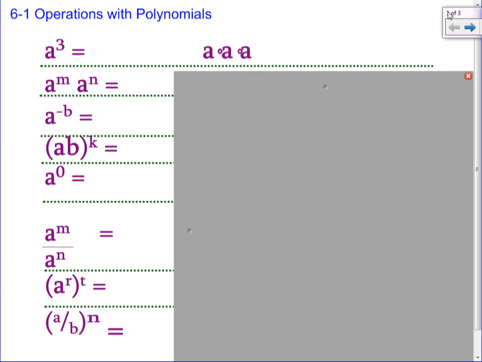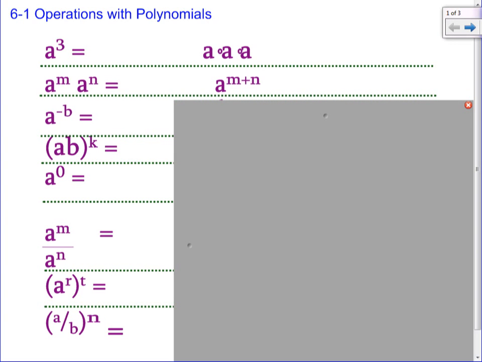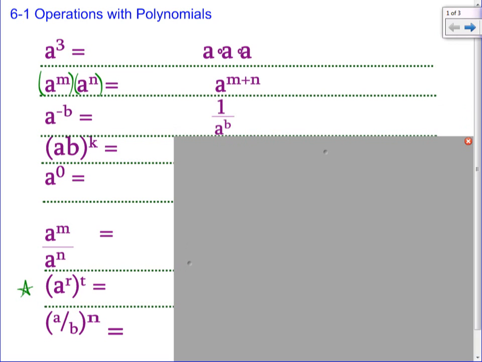So when you have a power, it just means you're multiplying that item that many times together. If we are multiplying two items like this, we end up adding the exponents. If you jump down to this one, we don't add here. This is where we would multiply the two numbers in the exponents, okay, the r times the t. A negative exponent means it's flipped to the bottom.